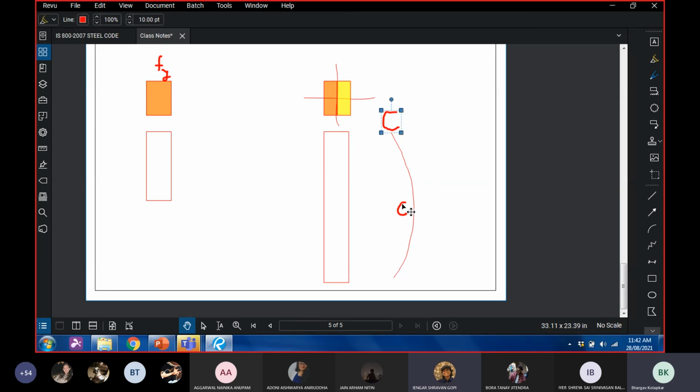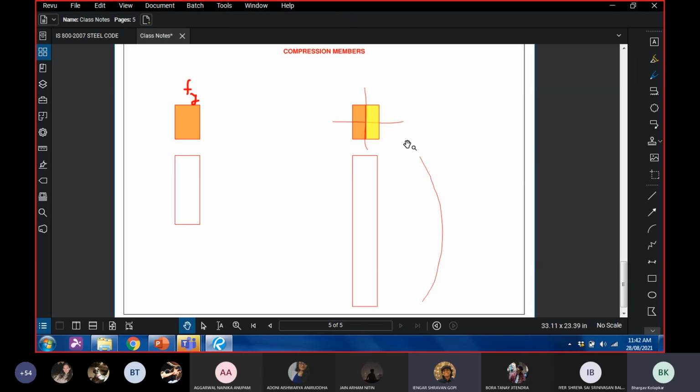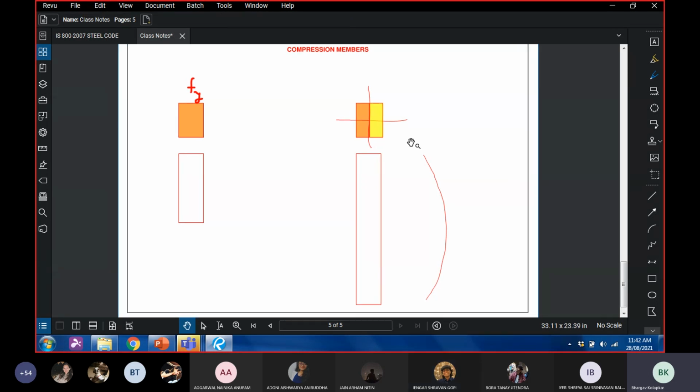So basically, one side is receiving compression, and the other is also receiving the compression but is relaxed by the tension that goes to the other side. Yes, that is what I precisely wanted to say.